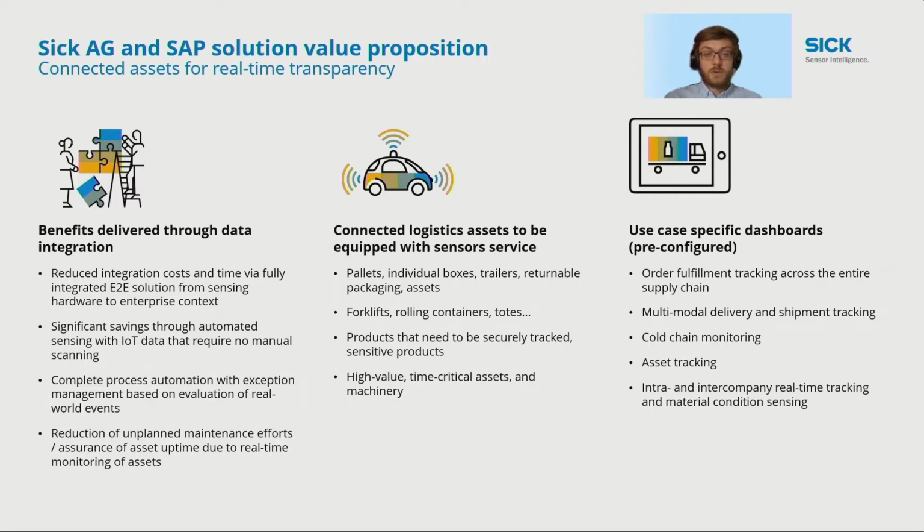Considering now the integration options that we have and the variety of assets, we can think of a couple of scenarios. And even here we have some predefined content already available for the project implementation, whether it be order fulfillment tracking across your entire supply chain, multimodal delivery, so over the different stages of your shipment, even cold chain monitoring, where it's very crucial to keep track of the temperature of the goods, or asset tracking in general, but also what Mr. Avar showed us, the intercompany or intra-company real-time tracking, also including material condition sensing.